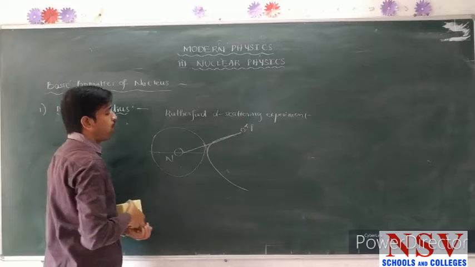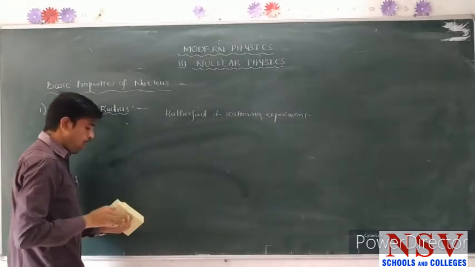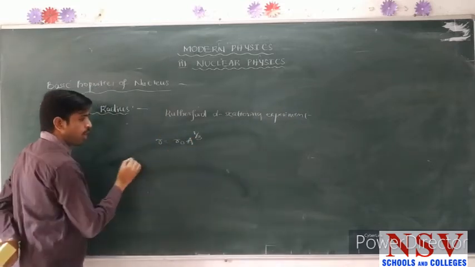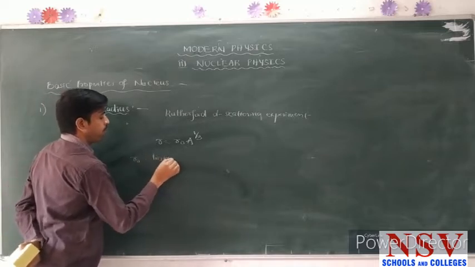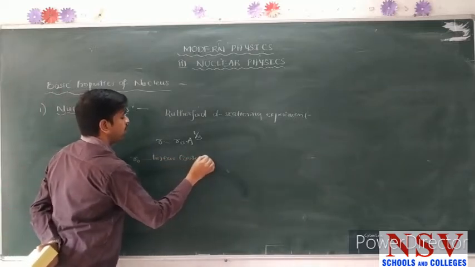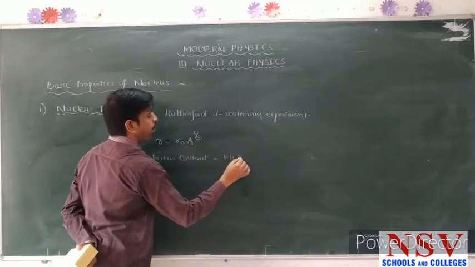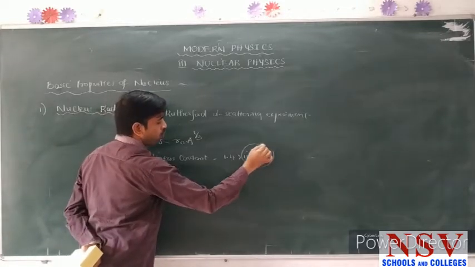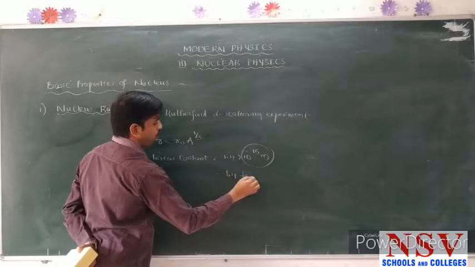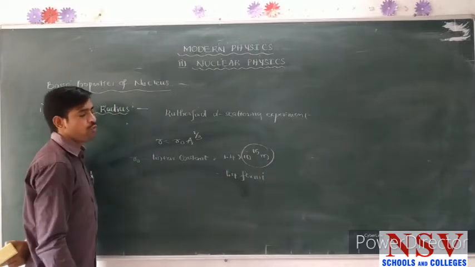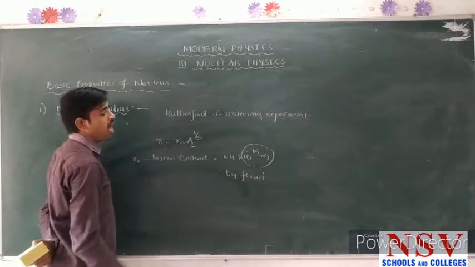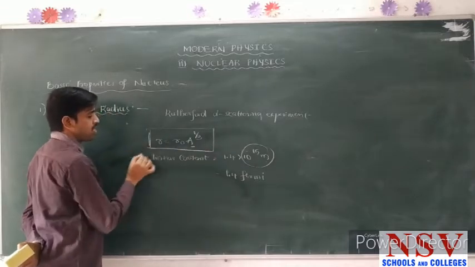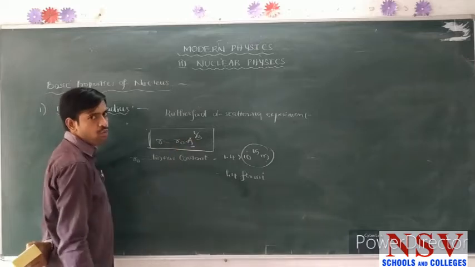The common formula for the nuclear radius is R equals R naught A power of 1/3. Here R naught is a linear constant, approximately 1.4 into 10 power of minus 15 meter. 10 power of minus 15 meter is also called the Fermi. 1 Fermi is equal to 10 power of minus 15 meters. Here capital A represents the atomic mass of the nucleus. This is the common formula for the nuclear radius: R equals R naught A power of 1/3.